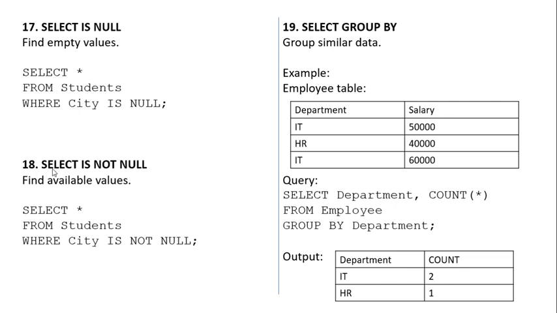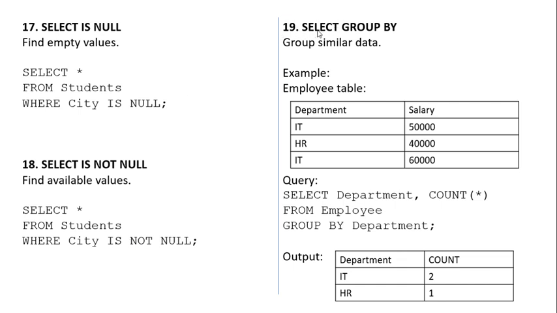Number 18 is SELECT with IS NOT NULL, to find the available values. Select star from table name student where city is not null. So the rows where the city value is given will be printed. Null values are not printed.